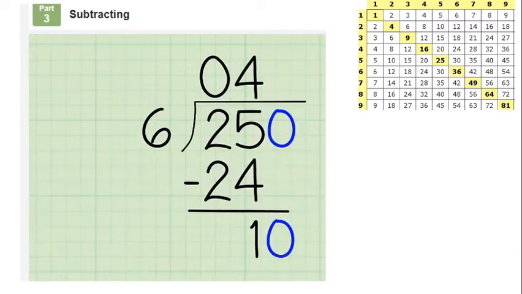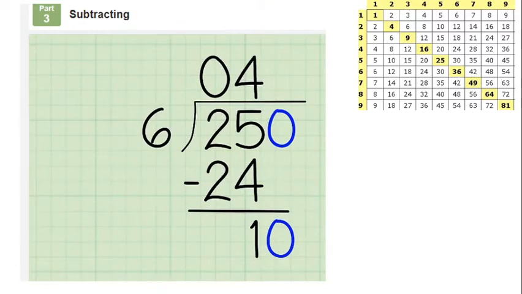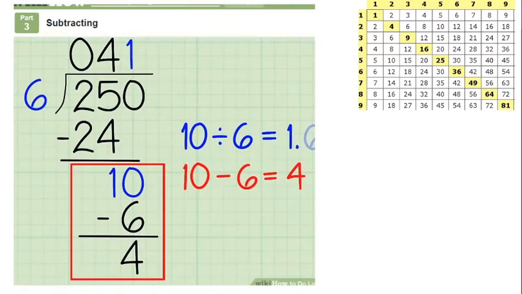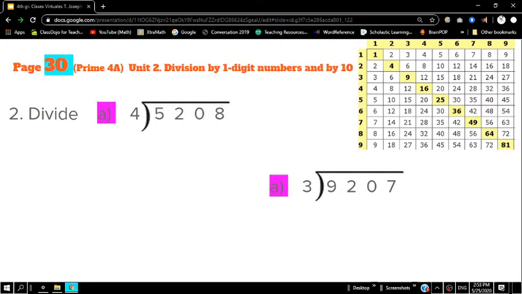The next step is bringing that number down to the next step of our problem. So bring down our 0, and now we're going to see how many times 6 goes into 10. 6 goes into 10 just one time. So our answer is approximately 41, with a remainder of 4. These problems are very similar to the ones that we did on page 29 in your prime book. So let's look at page 30 and do a couple of problems together.